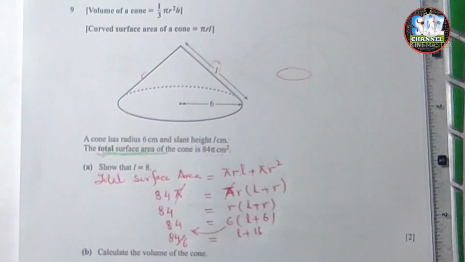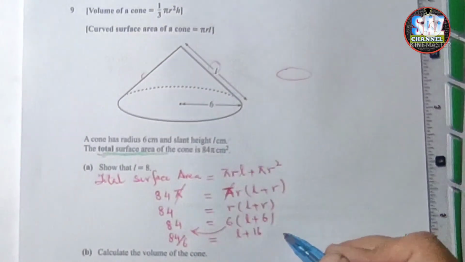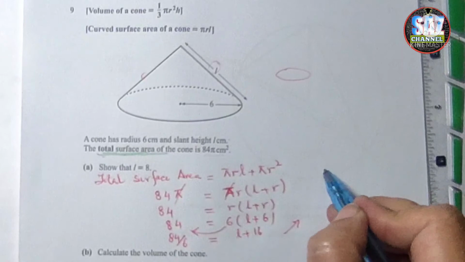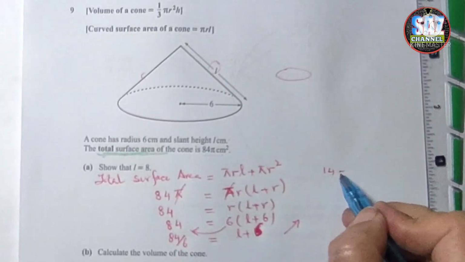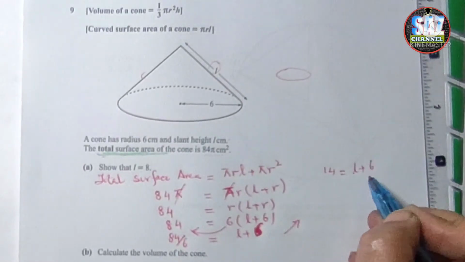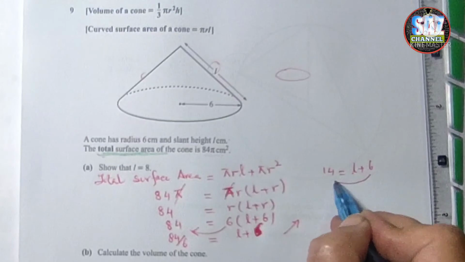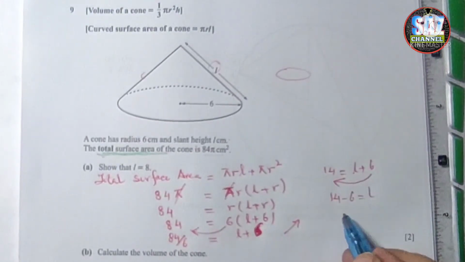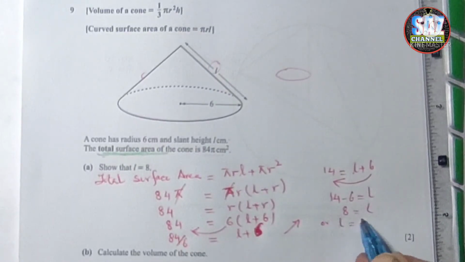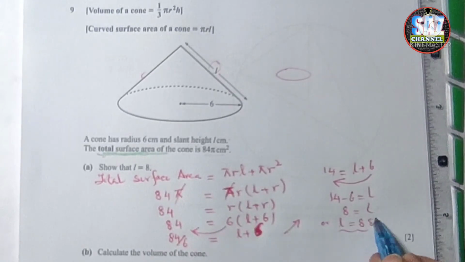I hope 14 sixes are 84. 84 divided by 6 will give me 14. So 14 equals L plus 6, and now I have to shift this 6 to the other side. 14 minus 6 equals L, or 8 equals L, or L equals 8. So you have to write proved or shown.